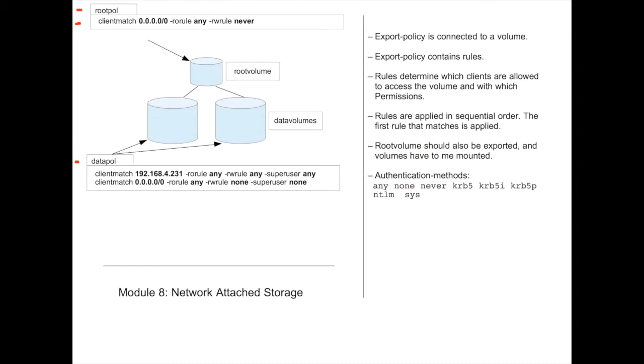So the export policy, as we see here, is connected to a volume. The policy contains rules. The rules determine which clients are allowed to access and with which permissions. And the rules are applied in sequential order, which is relevant. And the root volume should also be exported. And the authentication methods that we have are the ones that are listed here.